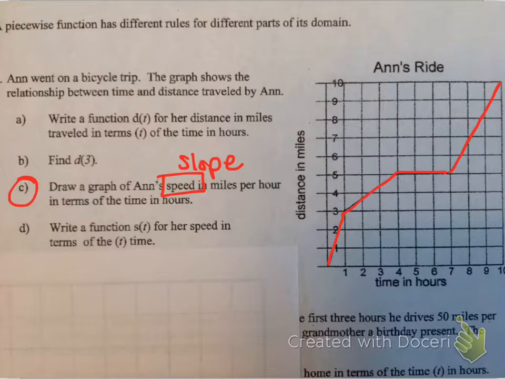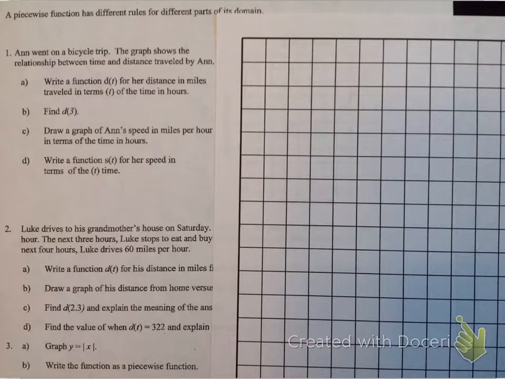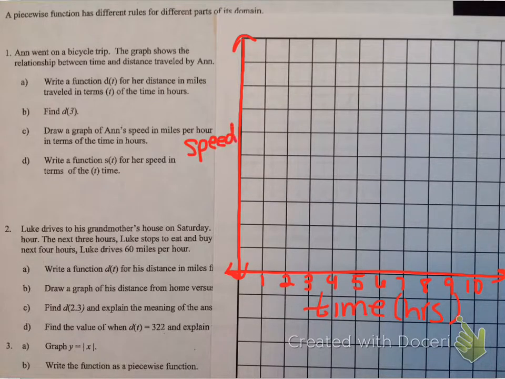And so what they're asking you to do is draw a graph that shows the slope in terms of time and hours. And so what I've got here is a blank grid paper. And so I need to draw my axis. I'm going to go ahead and draw. Here's this axis. There's this axis. This is still going to be time in hours. And of course this is 1, 2, 3, 4, 5 on down, 6, 7, 8, 9, 10. But this time this axis is going to be Anne's speed, and it's going to be in miles per hour.